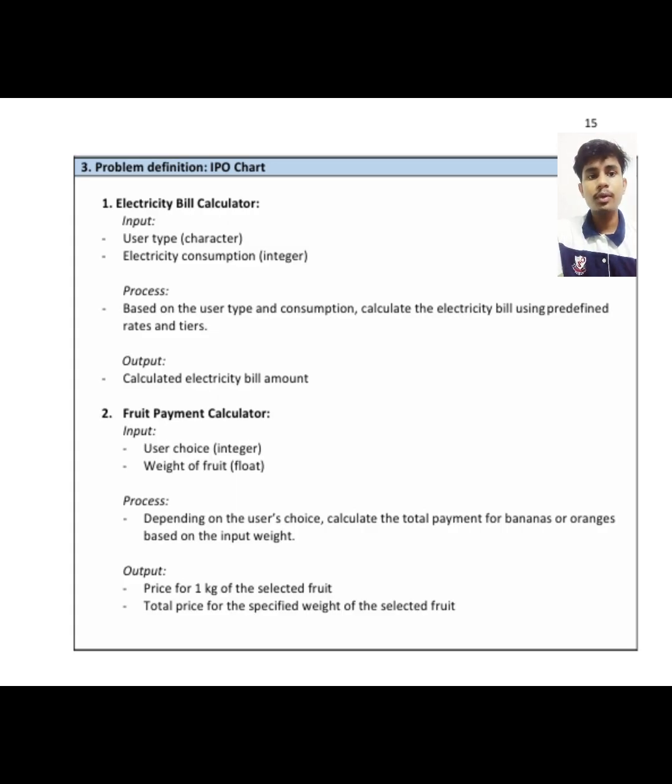Third is the program definition, which is the IPO chart. The input is the user type, which is a character, and the electricity consumption, which is an integer. The process is, based on the user type and consumption, calculate the electricity bill using predefined rates and tiers. The output must be the calculated electricity bill amount.